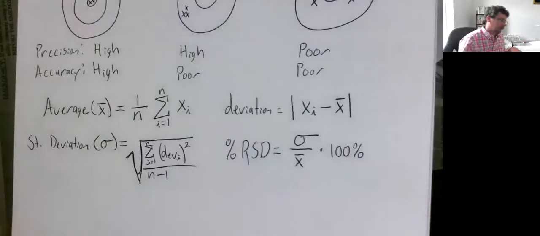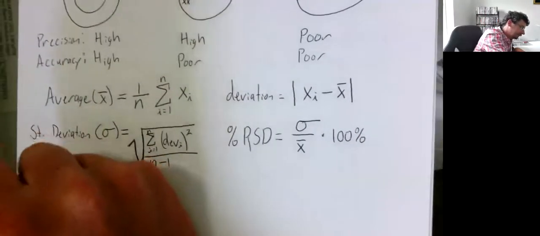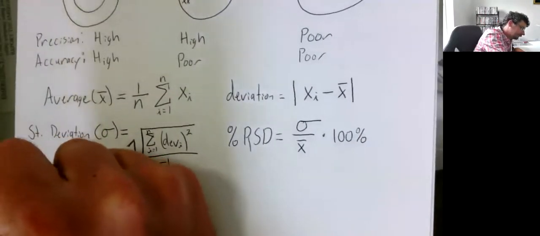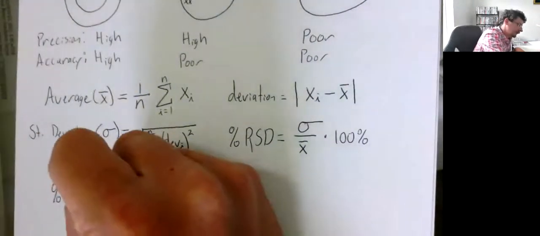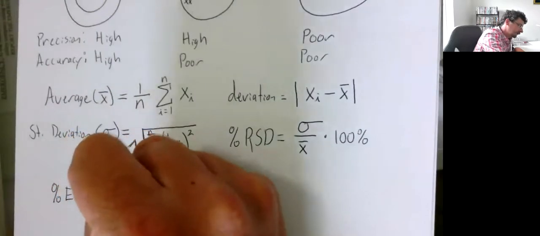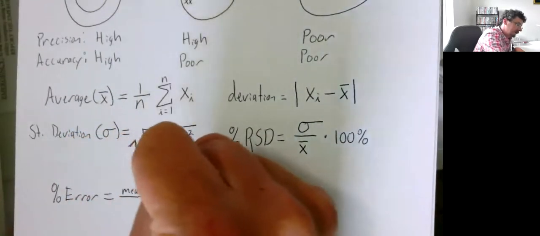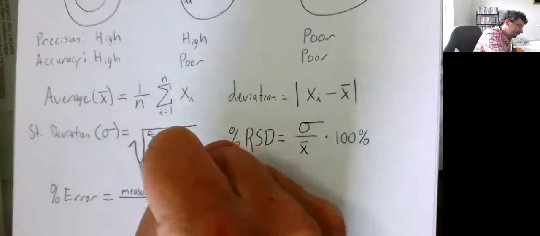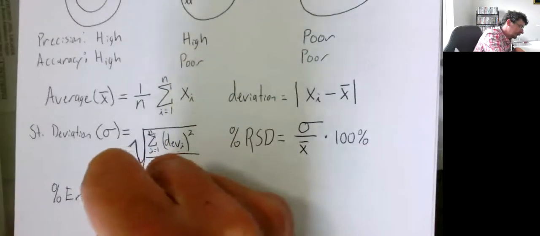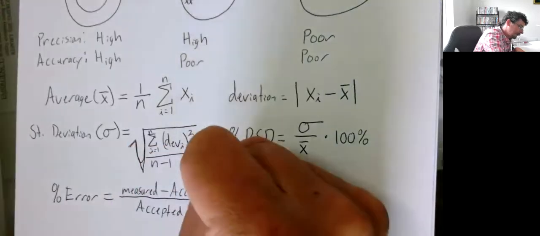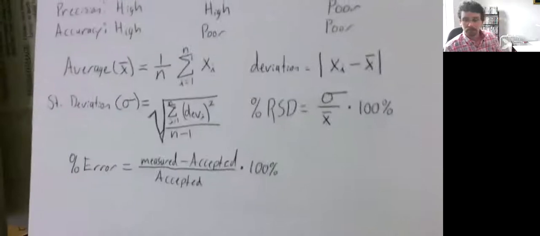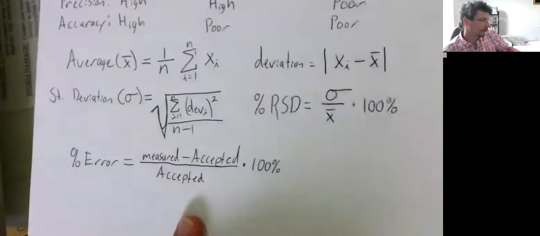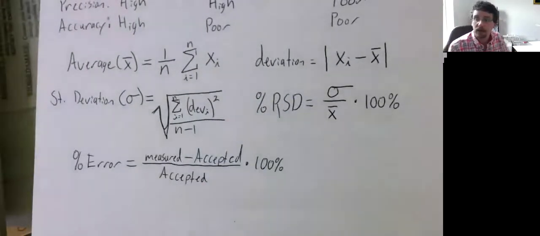Finally, another aspect we're going to talk about is percent error. In this case, for this course, what we're going to say percent error is we have our measured minus our accepted. So this is a value that we know, divided by accepted, times 100%. So this is the value you're going to get from me. The measured is the average that you're going to calculate.